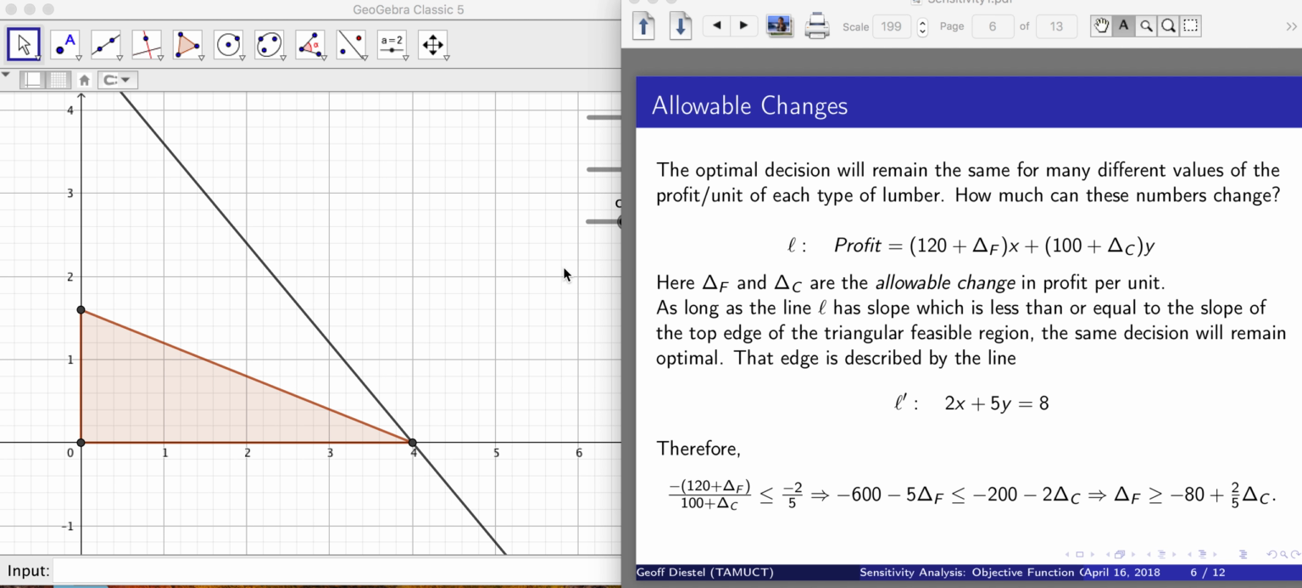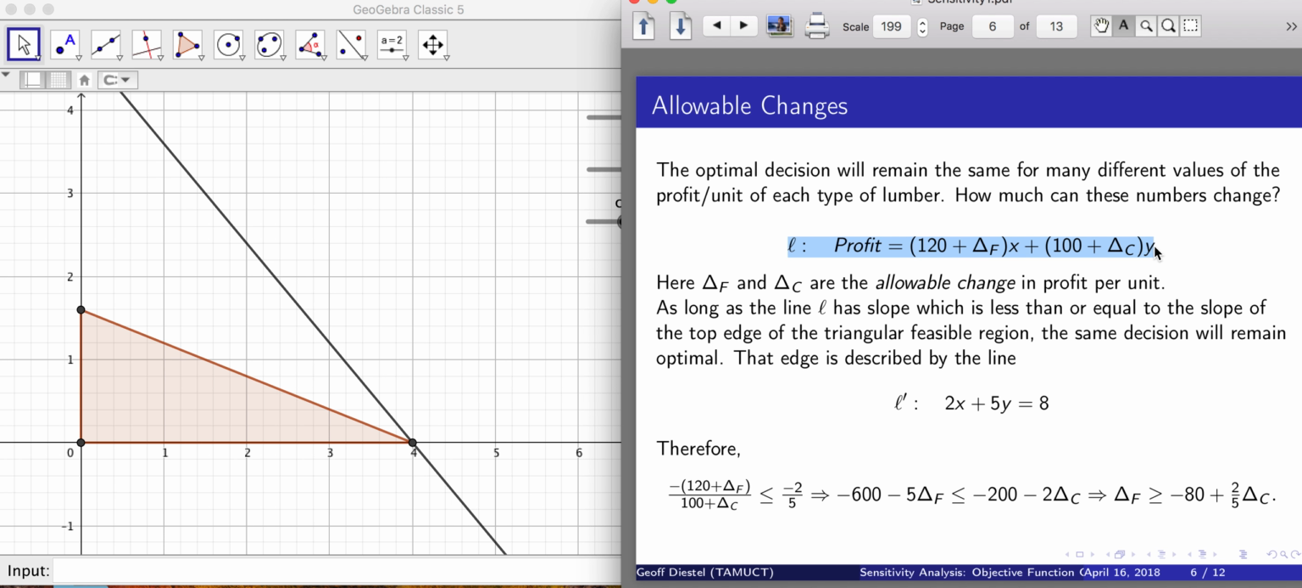So again, what we're doing is graphically, we're thinking of our feasible region, and we have our line that's representing our objective function with our maximum profit, based on the fact that the finished grade lumber has a profit of $120 per 1,000 board feet, and the construction grade lumber has $100 profit per 1,000 board feet. So our profit function is just this line here, and I'm going to call it in the notes this little lowercase l.